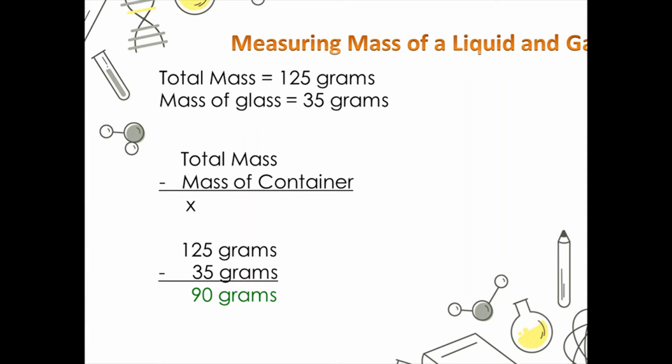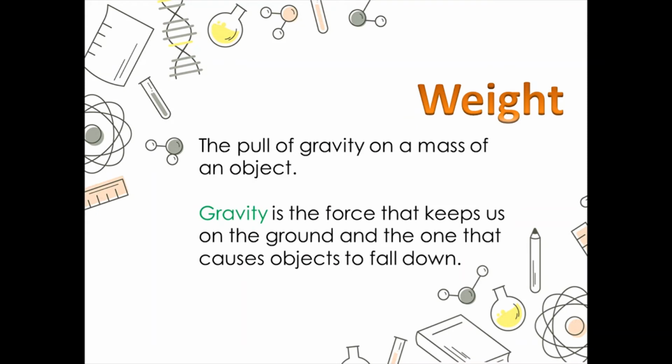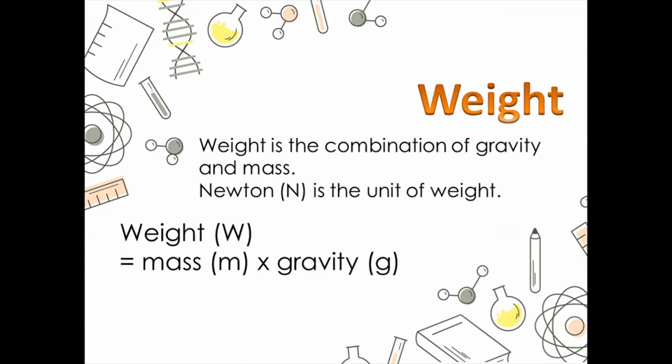Okay, so let's now talk about weight. So weight is the pull of gravity on the mass of an object. So as we all know, gravity is the force that keeps us on the ground, and it is the reason why objects fall down. Okay, so in simple terms, weight is the combination of gravity and mass. It is usually measured using newtons or big letter N, so that is the unit of weight.